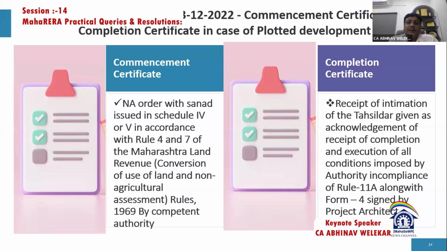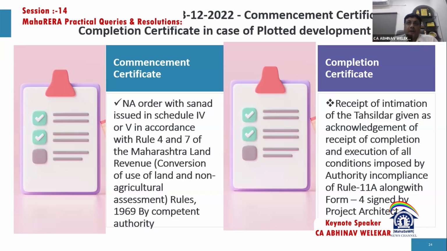In the same way, what do you mean by the completion certificate? It means any receipt from the Tahsildar that all the conditions specified in the NA order have been met as per rule 11A. If this order has been issued by the Tahsildar, then after receiving it, the promoter has to go to the architect and get form 4 from him, stating that the OC has been received from the authority, that is, the Tahsildar. But suppose there are certain things in addition to what the promoter has committed. If all such things are also satisfied or developed and delivered, and everything is ready, then only the architect issues form 4, which will be uploaded on the RERA website, and the project will get completed.